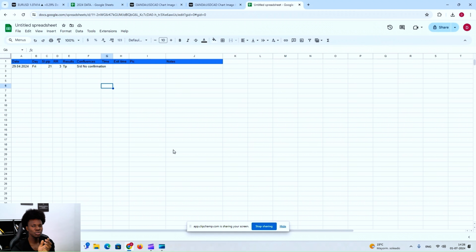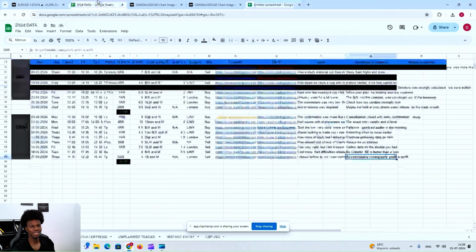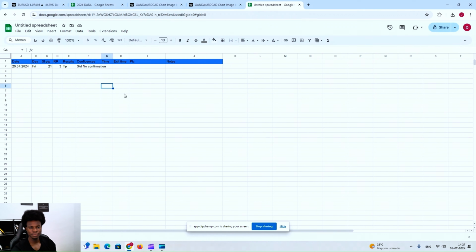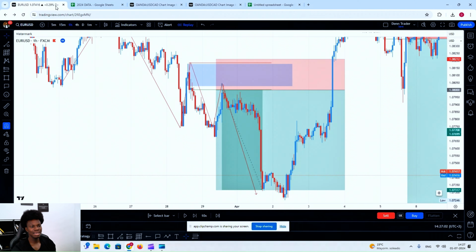You get it? Some people use Notion, but for me, Excel or Google Sheets has been working perfectly, and you don't need to pay for it. So try using this, because it will revolutionize your trading, to be honest. So right here, what else? The next was exit time.